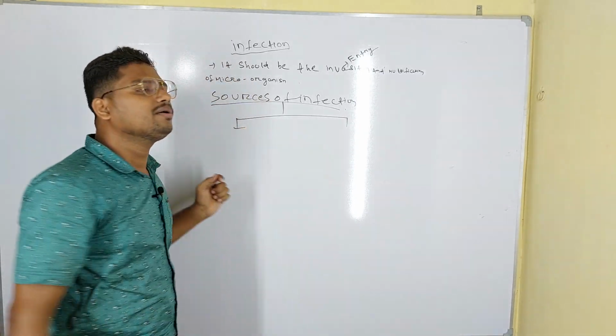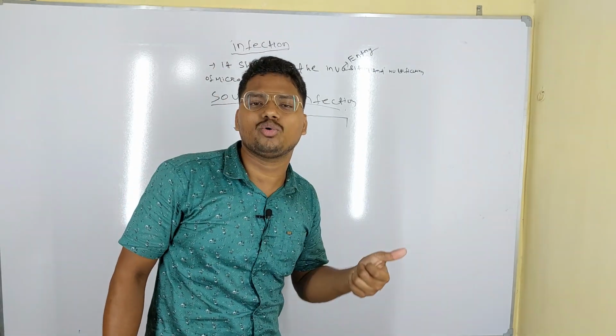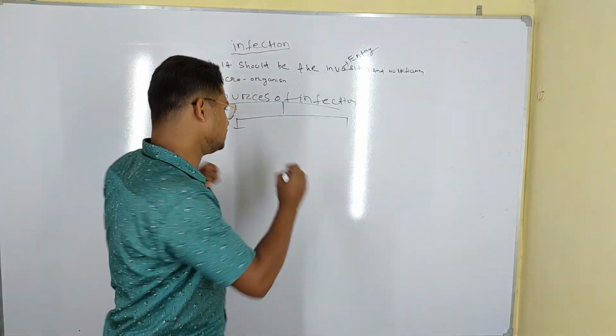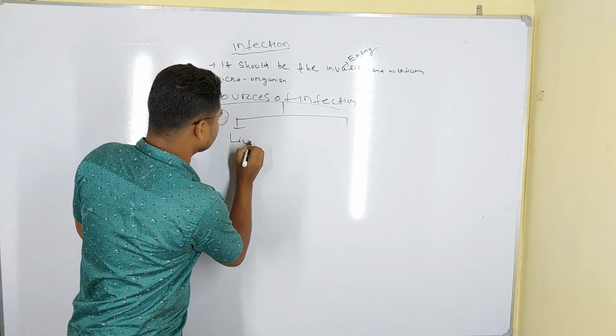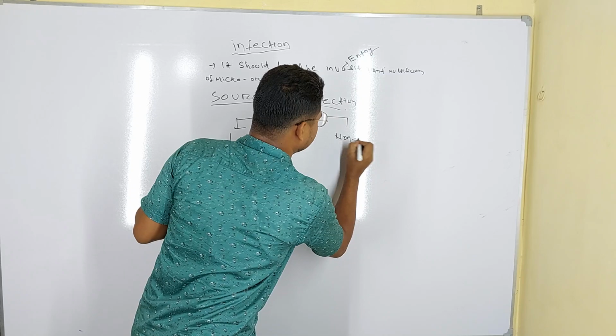First one is the what? First one is the living sources. Second or next one is the what? The non-living sources. First one is the what? Living sources. Then second one is the non-living sources.